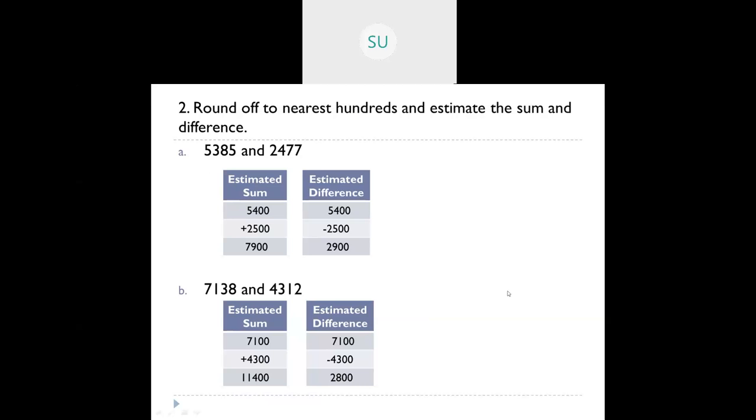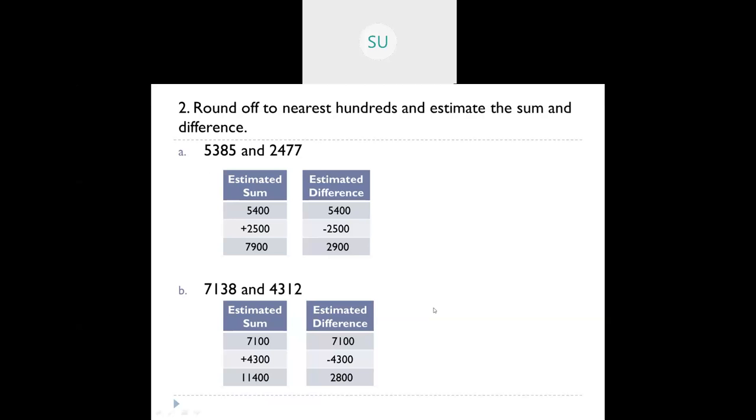Then 2477. Same way we'll look at the tens place. The tens place here is 7, which is greater than 5. Okay, so we'll add 1 to 4. So that becomes 2500. Okay, so 5400 plus 2500 gives you 7900. Then to find the estimated difference, you'll subtract the same numbers, that is 5400 minus 2500. So when you subtract that, you will get 2900 as your answer. So estimated sum is 7900 and estimated difference is 2900.